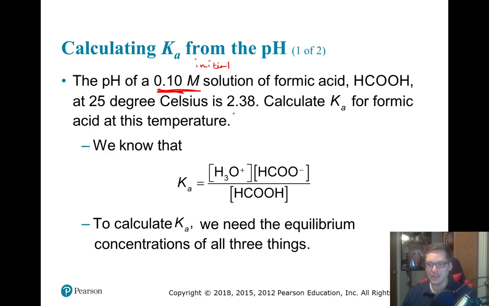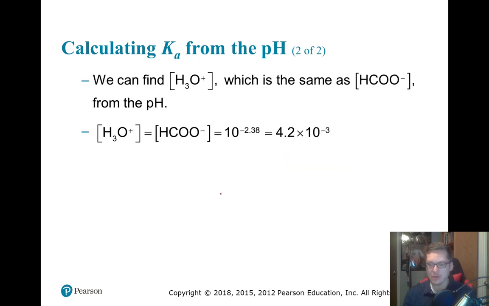Then it gives us the pH. Well, we know that the pH of anything is equal to the negative log of the concentration of the hydronium. We can rearrange this formula so that the concentration of hydronium is equal to 10 to the negative pH, so in this case 10 to the negative 2.38. So we can find the equilibrium concentration of our hydronium to plug in here, and we can set up our nice little table.